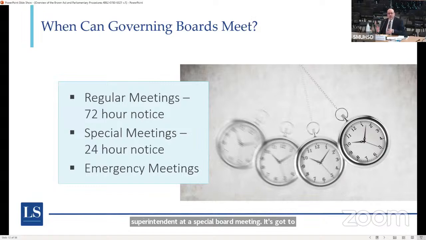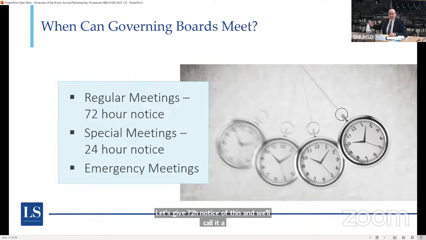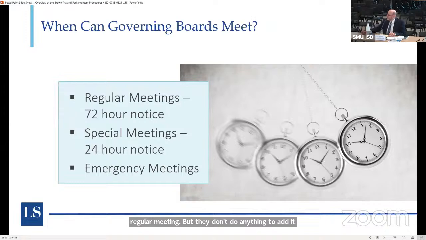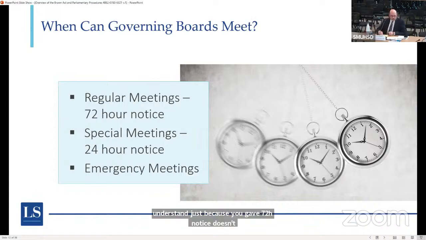So every year we have some school districts somewhere in the state, we represent about 400 school districts, who decides, boy, hiring the superintendent's a big deal. Let's give 72 hours notice of this and we'll call it a regular meeting, but they don't do anything to add it to their regular meeting calendar. It's still a special meeting. And every year we have some poor school district out there that has to throw out the superintendent's contract and re-adopt it. And so that's a good example of why you need to understand, just because you gave 72 hours notice doesn't magically mean it's a regular meeting. It's a regular meeting if it's on your schedule. All other meetings are special meetings.